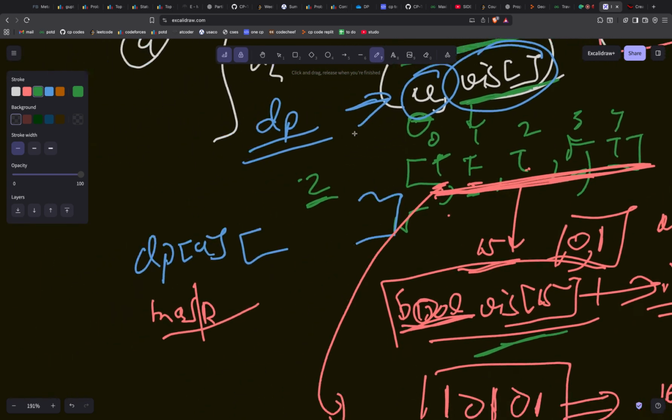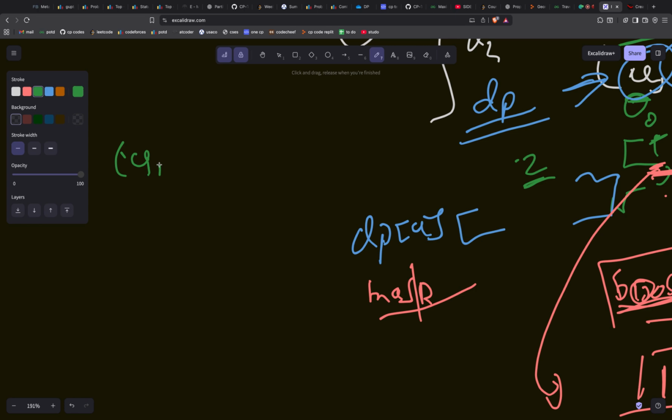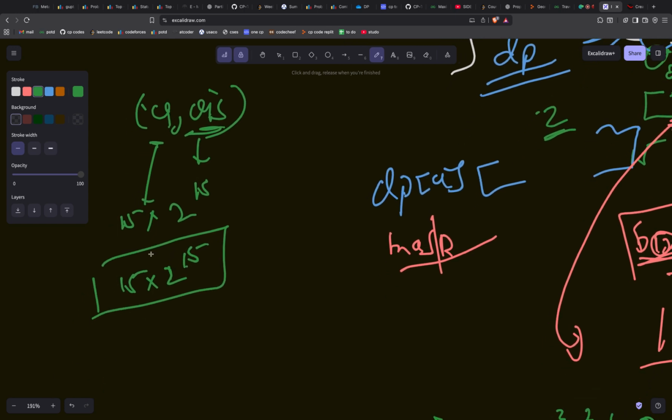Now, what's the advantage here? We saw that our visited array will now become a mask, and this becomes a mask of size 2 raised to power 15. This is of 15. So now can I DP this into 15 into 2 raised to power 15? My number of states becomes this. Now this is very less.